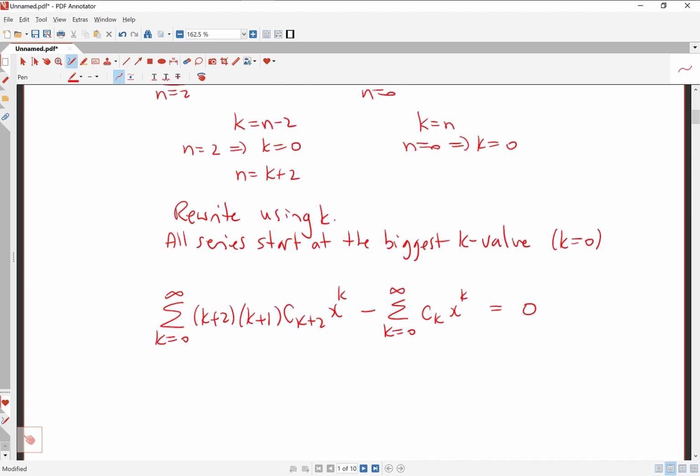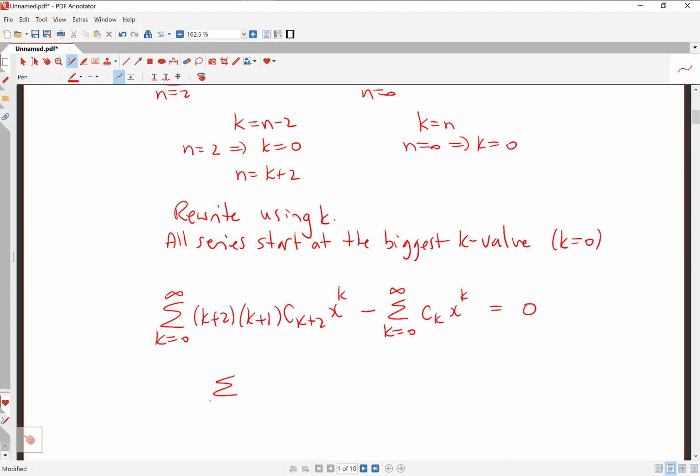So now we've successfully created two series that both have the x to the k in them, and that's going to allow us to compress this just into a single series. Notice also that both series run through the same k values. So we're summing from k equals 0 to infinity for both series.